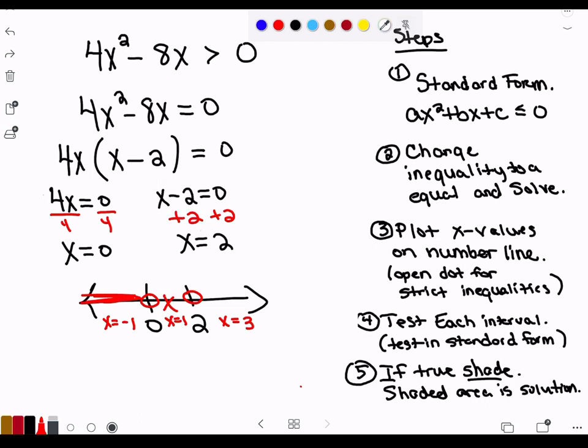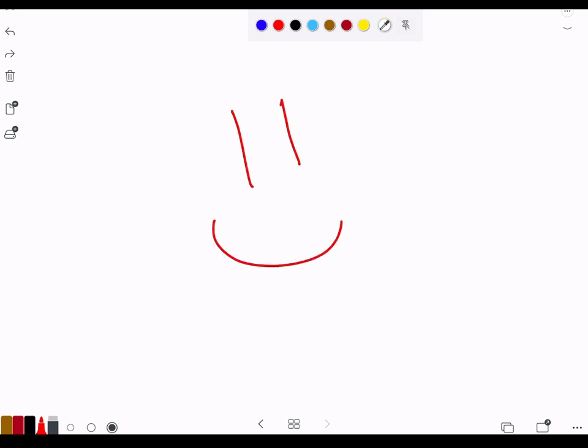And then I test 3. I put 3 into the standard form. I get 36 minus 24, which is 12. 12 is greater than 0, so I do shade. I wanted to do this example because in order to solve the quadratic, I had to factor out a 4x and then I was done. I didn't have to factor any further. So I wanted to show an example where I got just 0 and 2. So that is your answer.